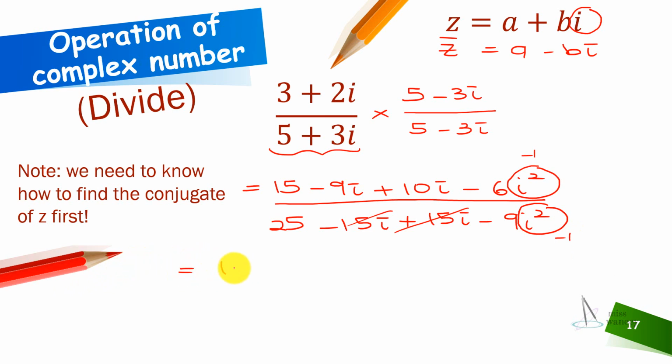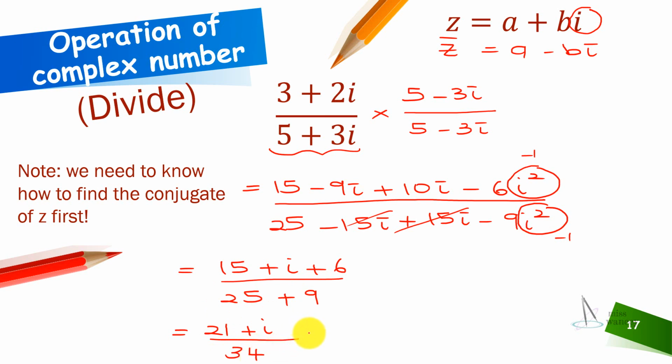So what do we have is 15, negative 9, positive 10, so this is positive i. And then negative 6 times negative 1, so this is positive 6, over 25. Negative 9 times negative 1, so this is positive 9. So we have 15 plus 6, so 21, plus i, over 25 plus 9, so this is equal to 34. Okay, so in order to write them down in Cartesian form, I have to separate the fraction. So this is 21 over 34 plus 1 over 34i.